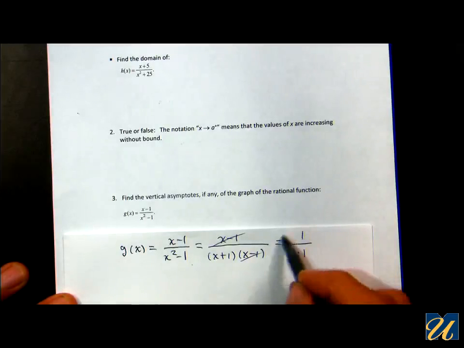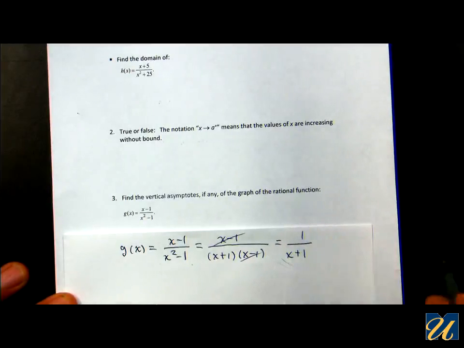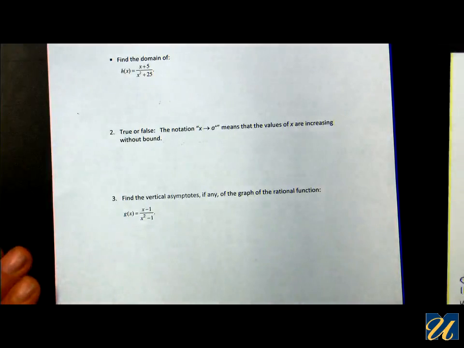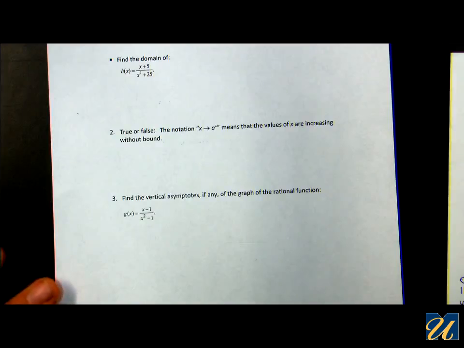Now, where is this function not defined? So if x is negative 1, that's no good. X can't be negative 1. So that's where we have our vertical asymptote located, only at negative 1. Let's go on to problem number 4.